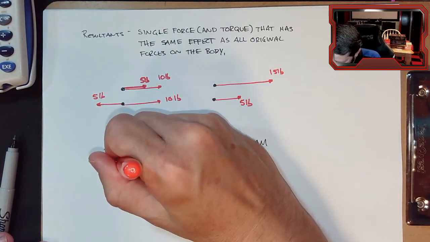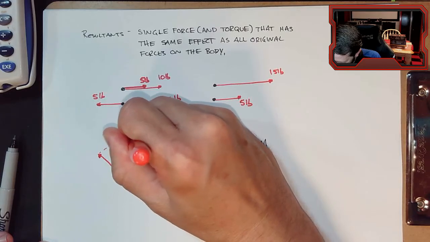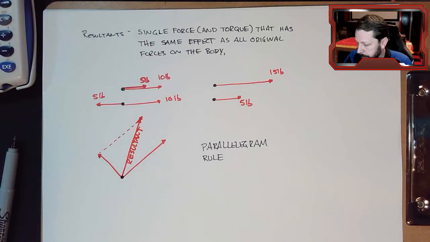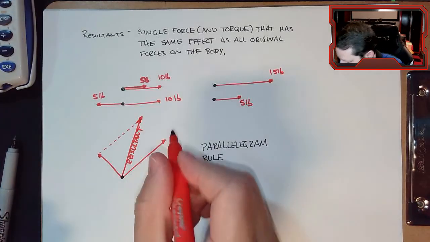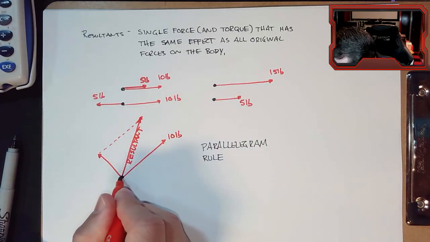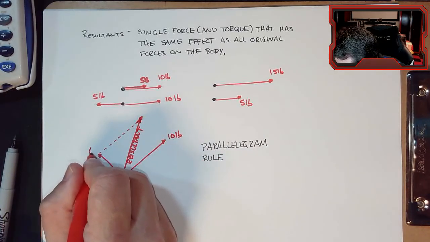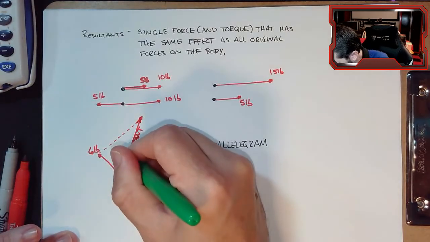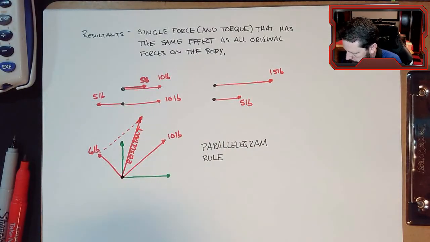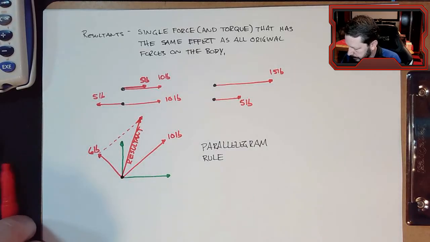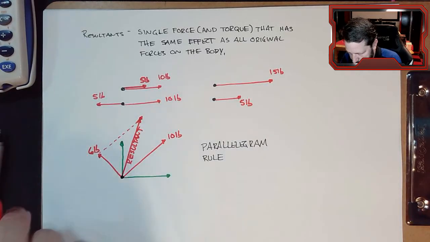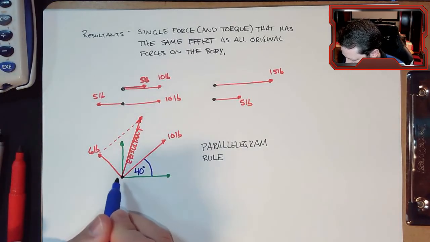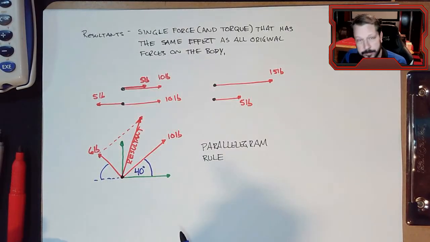So this guy would be the resultant. If you did a really careful job of making this 10 pounds, and this looks like it's 60% of that, so maybe 6 pounds. And if we did a good job of putting our angles in here, so let's see, that one looks like maybe a 40-degree angle. Let's do it in blue. And this one looks kind of like a 45-degree angle.